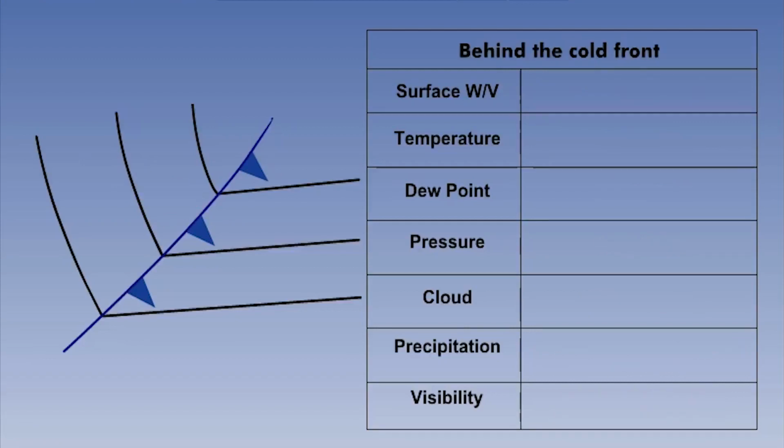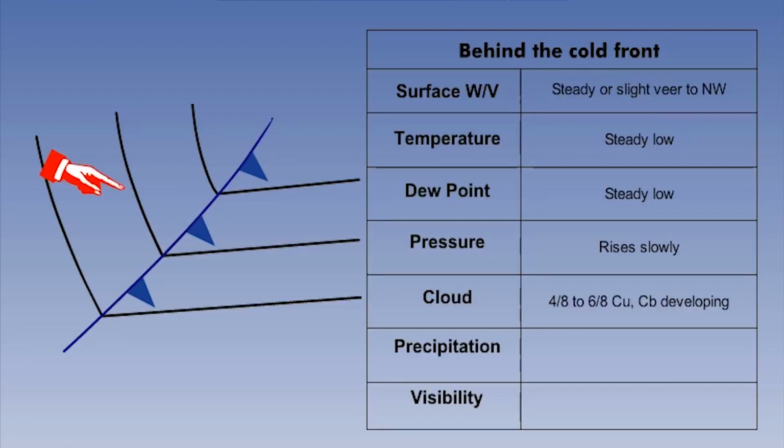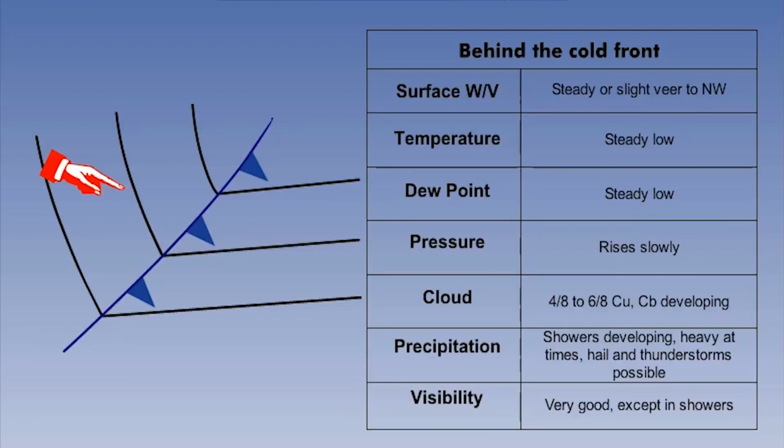Behind the cold front, the wind will steadily veer slightly more to the northwest in the northern hemisphere. The temperature will be steady, or quite often will rise depending on the time of day. The dew point will be steady and low. The pressure will continue rising, but at a slower rate. The layer cloud will clear, and convection will start with tall cumulus and cumulonimbus towers forming. Showers will develop, becoming perhaps moderate or heavy in intensity. The visibility will become very good, but will fall during the showers.